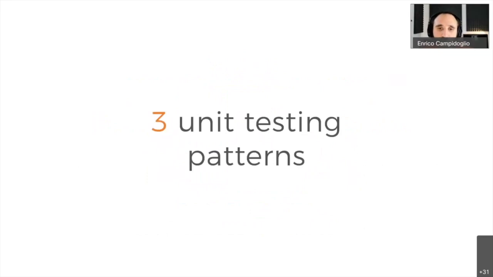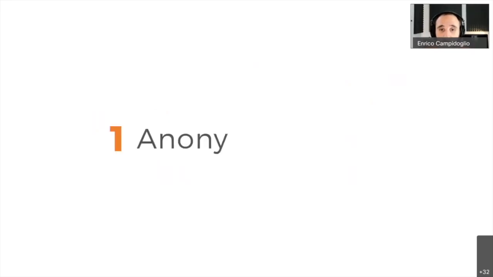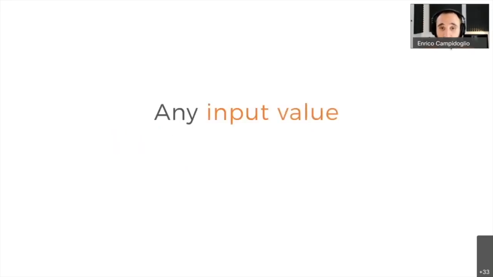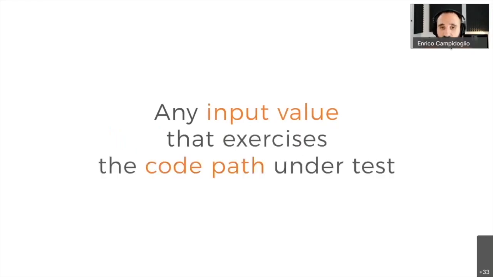So let's switch gears and talk about these three unit testing patterns. Now that we have talked about what the problem is, let's talk about how we are going to attack it. The first unit testing pattern that we're going to use is called anonymous data. Now, what's anonymous data? Well, it's any input value that exercises the code path under test. Now, let's unpack it.